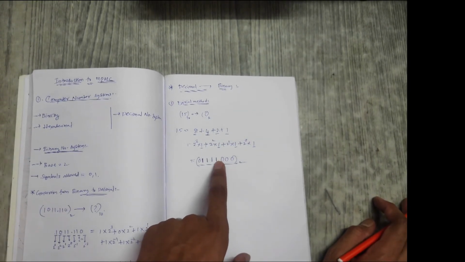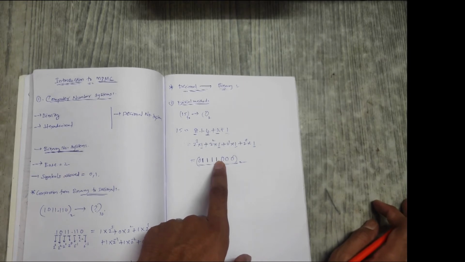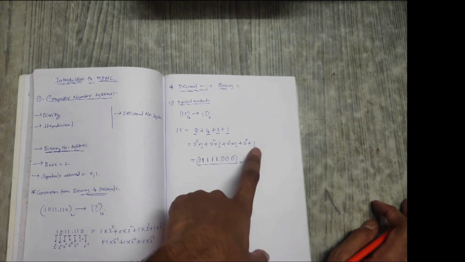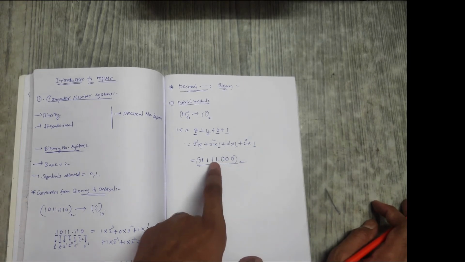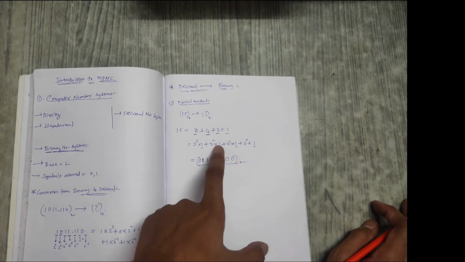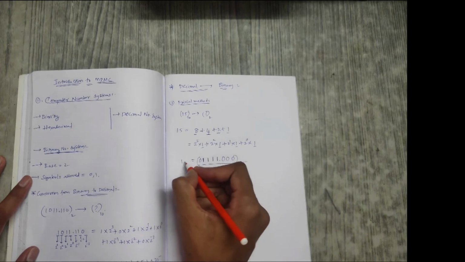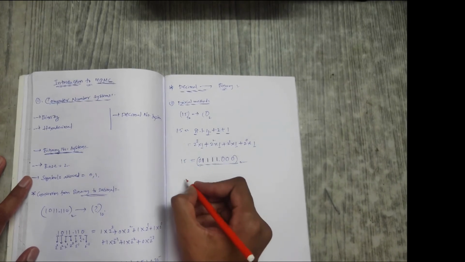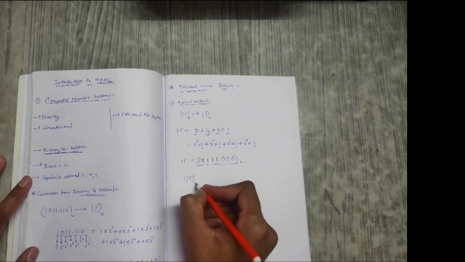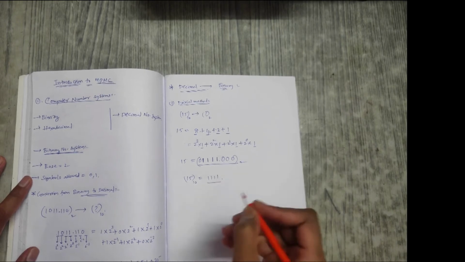To the left of the binary point, 2 power 0, it is 1. 2 power 1, 1. 2 power 2, 1. 2 power 3, 1. Over. So the binary equivalent of 15 is 1, 1, 1, 1.